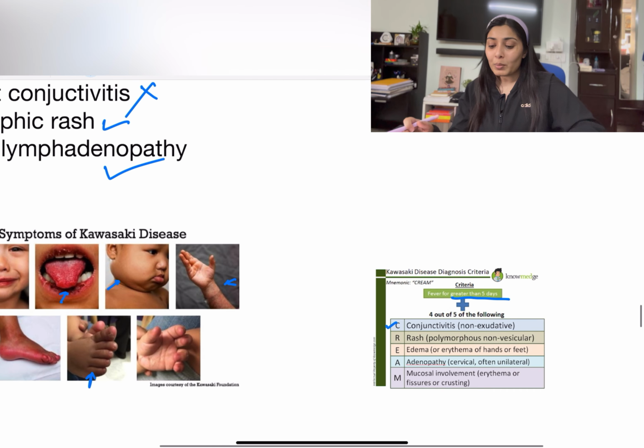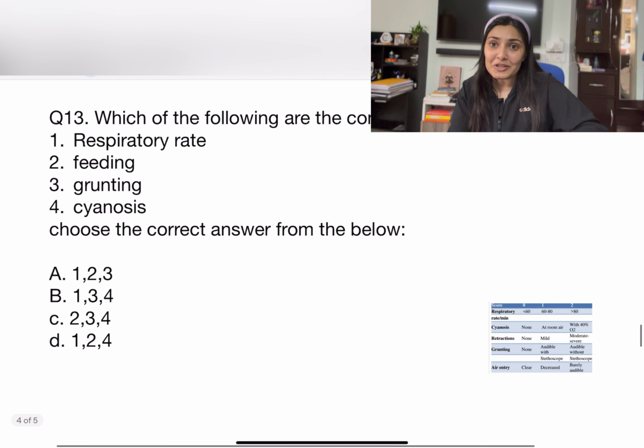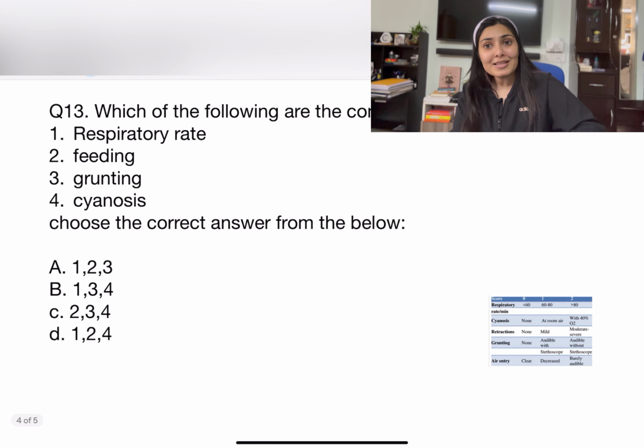Let's move on to the next question. Which of the following are the components of Downes score? When I heard about this question, I remembered my AIIMS SR exam. This was asked in the AIIMS SR exam of Pediatrics, and they have picked this question from there only. So which of the following are the components of Downes score? First, respiratory rate, feeding, grunting, cyanosis.